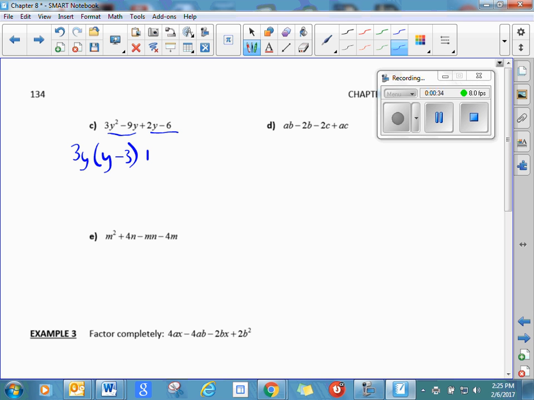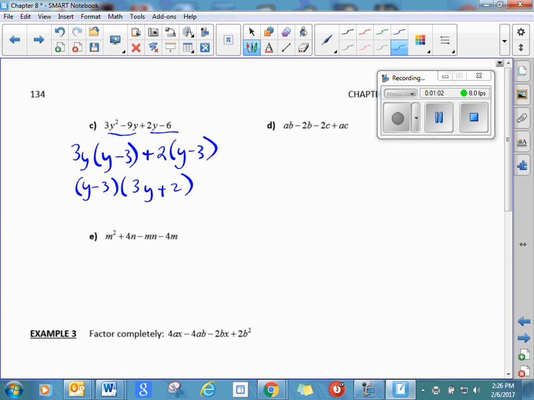And then in the second term, I can take out a 2. That's all. And again, I'm left with y minus 3. This is sort of your hint that you're on the right track if you end up with the same terms now that we can factor them out to make this problem complete. So what's left is, take out the y minus 3, we're left with 3y plus 2.